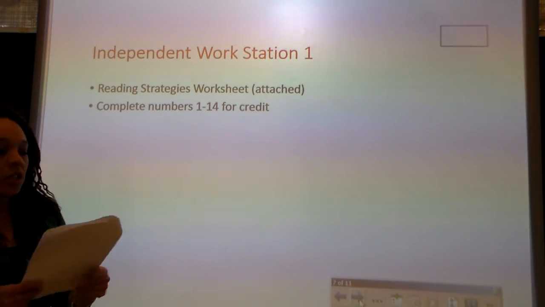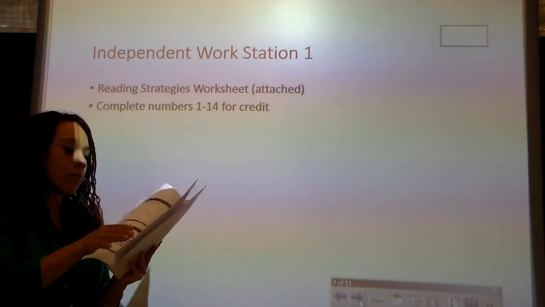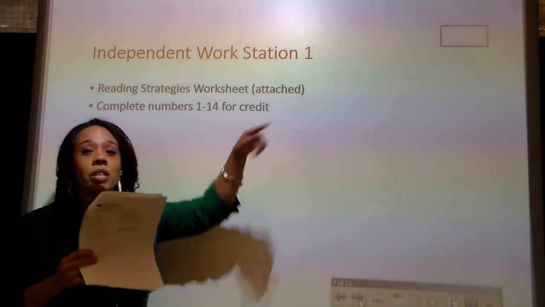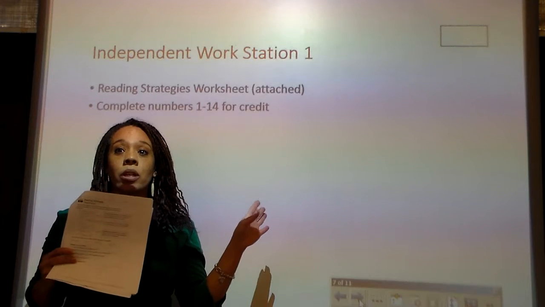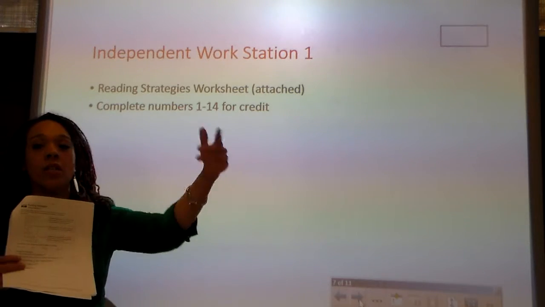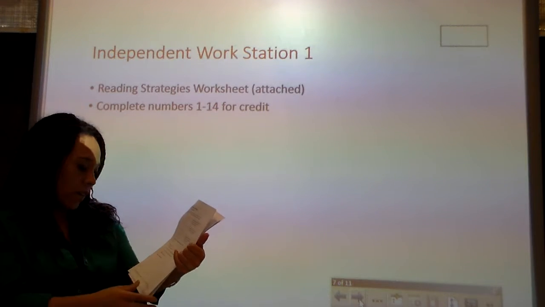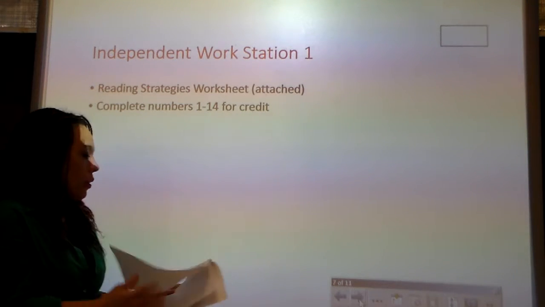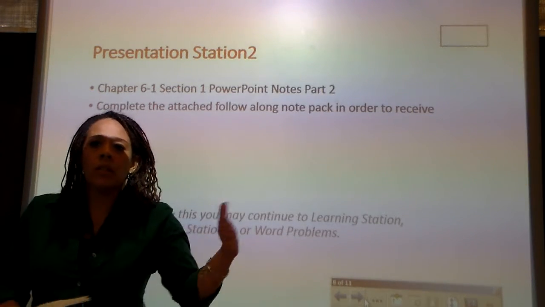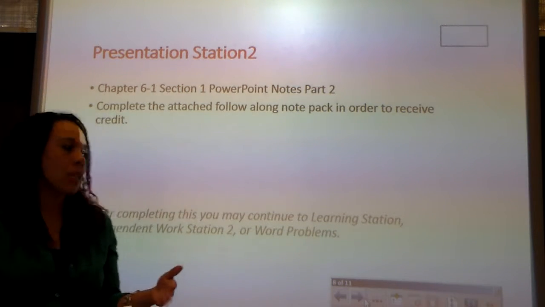Now, independent workstation. You'll notice that after the presentation that is in here, there are some worksheets. The one that says Reading Strategies Worksheet, it's attached. That's the only worksheet for independent workstation 1. You should be able to complete that after doing learning station and presentation number 1. This is not a very hard thing to do. It's just kind of following along the things that we learn. All right? There will be a 2nd presentation station. The reason I broke it up into 2, it was a little long, so I said, well, instead of doing it all at once, I'll break it into 2 different parts where it makes sense to break, okay?